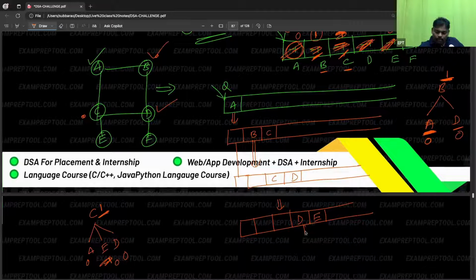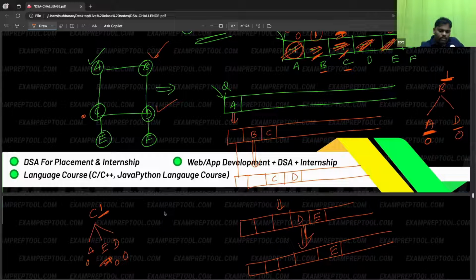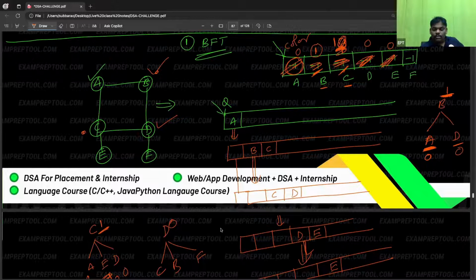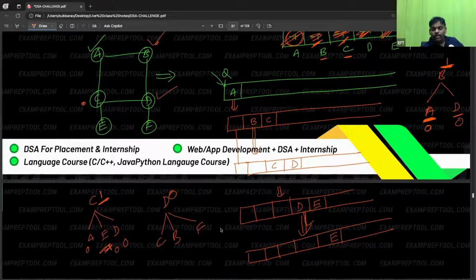Go to D now. Almost done. Now I am at D, don't get confused. As soon as D came out, D immediately asked, who is my adjacent? D's adjacent are C, B, and F also. But D's color is already 0.